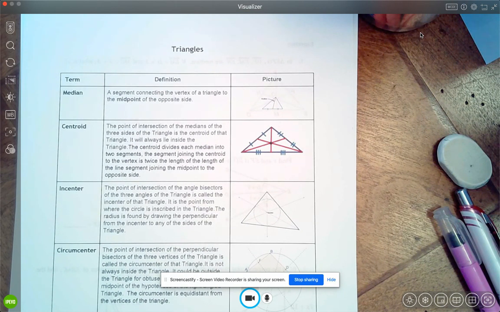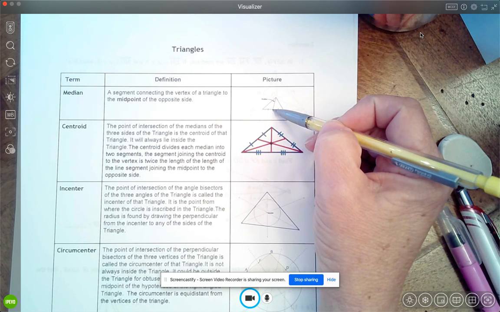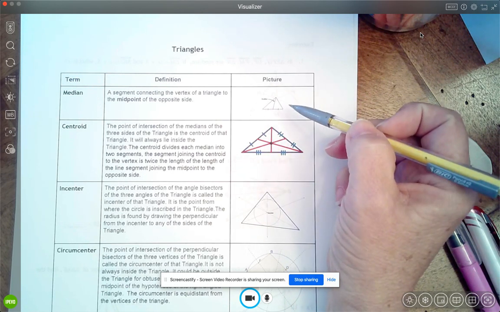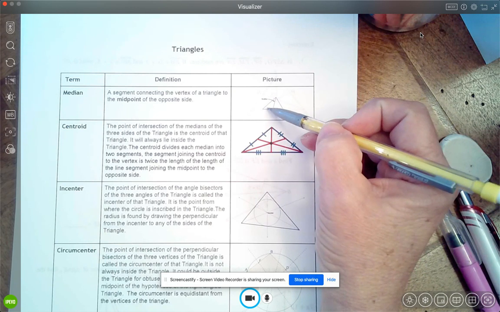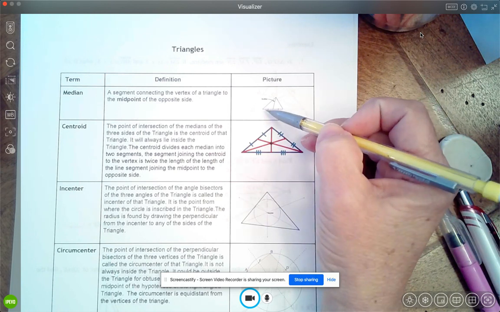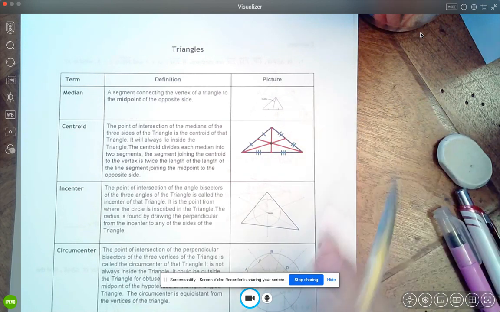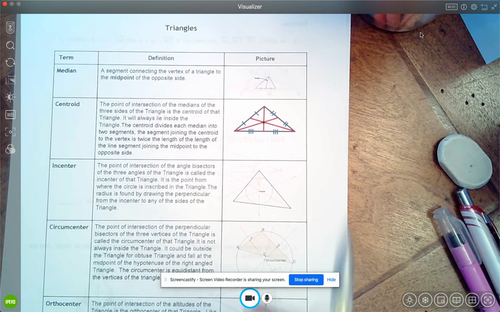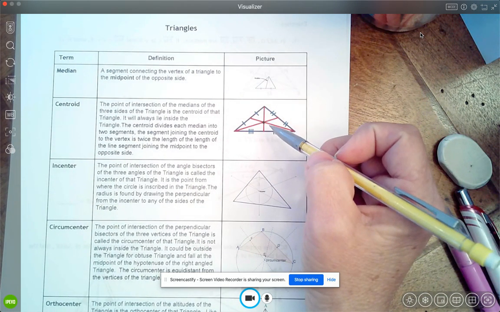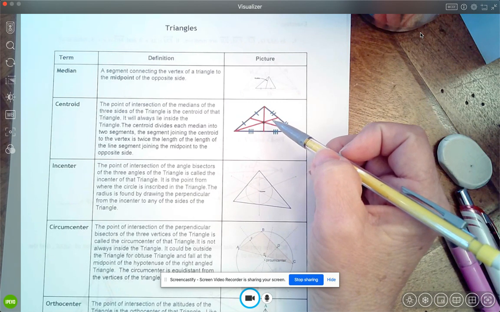One is the median. The median is a segment containing the vertex of the triangle to the midpoint of the opposite side. One of the big aspects that you need to see is the midpoint of the opposite side. So these two lengths are going to be equal. If this is 4, this one's going to be 4. If this is 27, this one will be 27. Okay? The centroid, the point of intersection of the medians of the three sides of the triangle, is the centroid of that triangle. It will always lie inside the triangle.